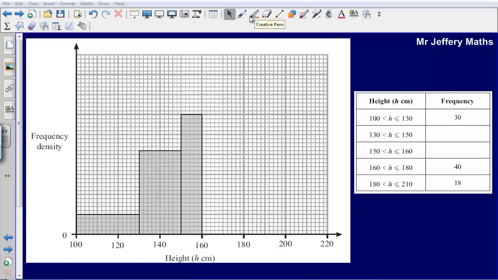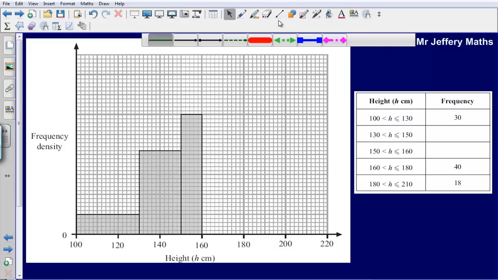Hello and welcome to another video looking at histograms. Here again we're going to be looking at interpreting histograms by finding out what missing frequencies are and also completing an incomplete histogram.